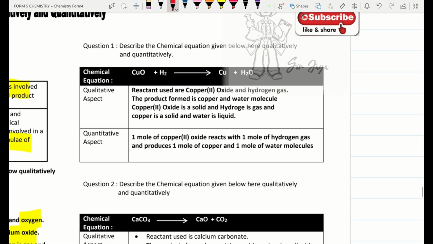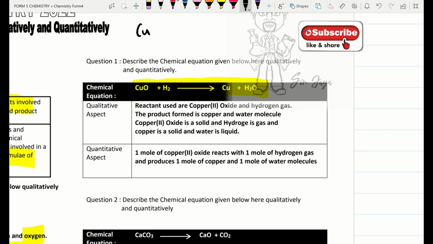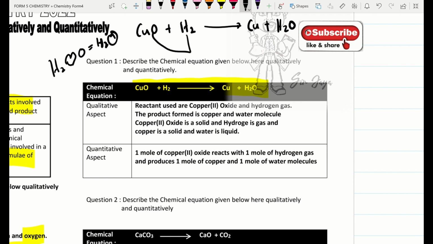We try to do another example. Look at here, copper(II) oxide. Please remember copper(II) oxide reacts with hydrogen. Hydrogen loves to take oxygen to form a water molecule. So hydrogen will take the oxygen, and we will get a water molecule. So this is the product that we will get. In this section we check the equation is balanced. So how to interpret and describe the chemical equation qualitatively and quantitatively.